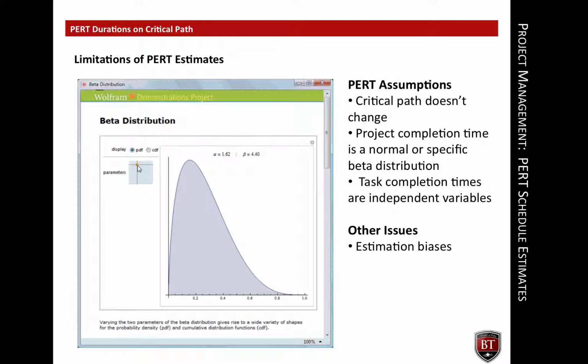However, although widely used, PERT estimates have significant limitations. PERT estimates are predicated on three assumptions. 1. The critical path of the project doesn't change. If the critical path of the project changes, the duration estimates have been calculated on the wrong tasks. 2. Project completion times fall within a normal or specific beta distribution.